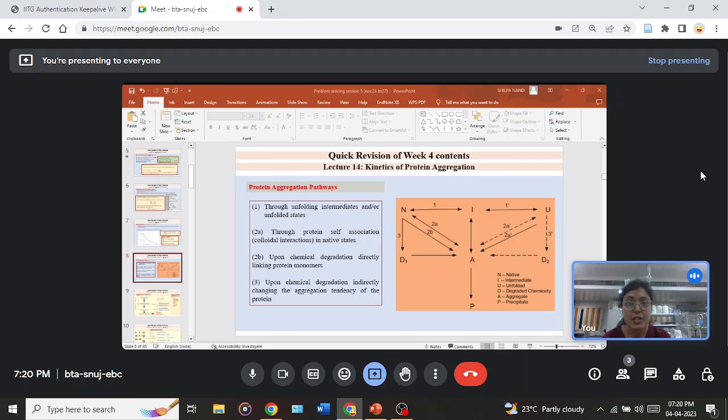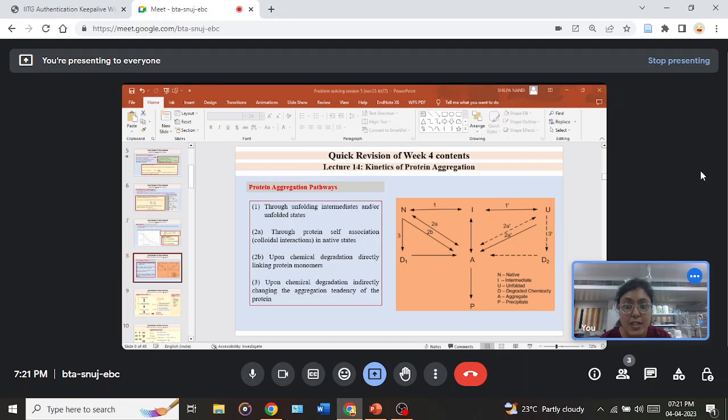Now next is 2A. In the figure you can see that this pathway is basically through protein self association, or you can say the colloidal interactions, particularly in native state. So the native state can convert into the aggregate form, self association, that is the colloidal interaction, N to A, or even it can be A to U, unfolded to A.